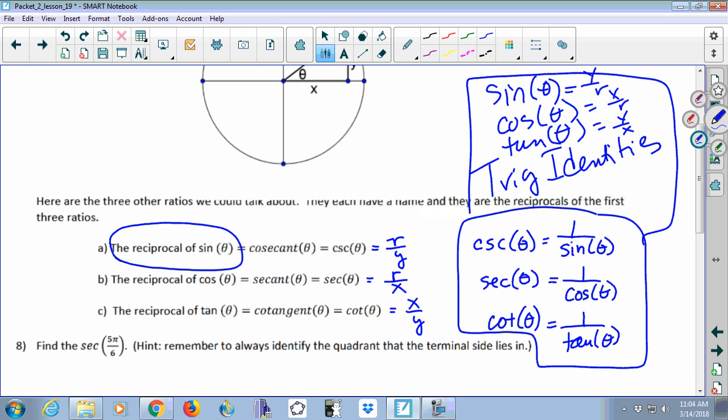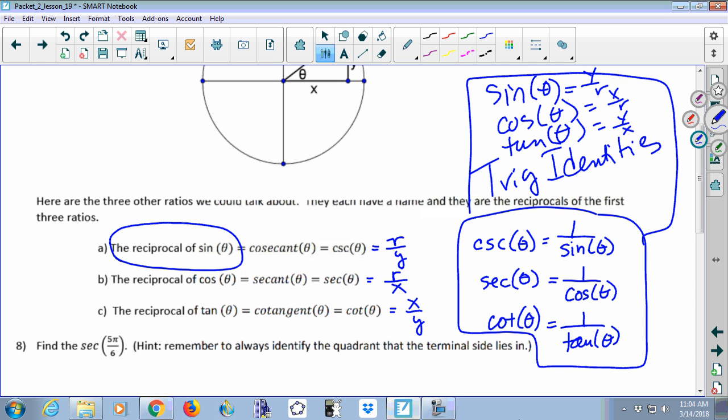Because an identity is a true statement for all values of your independent variable. So when I say there's a multiplicative identity, 1 times x equals x, that's an identity because it works for all real numbers. X plus 0 equals x is the additive identity because it works for all real numbers. These are trig identities. These are true for all values of theta. So an identity is an equation that's always true for all values of your independent variable.